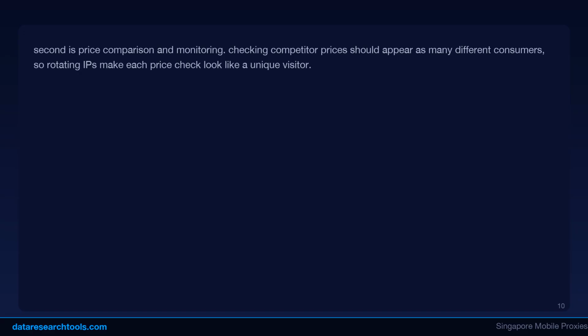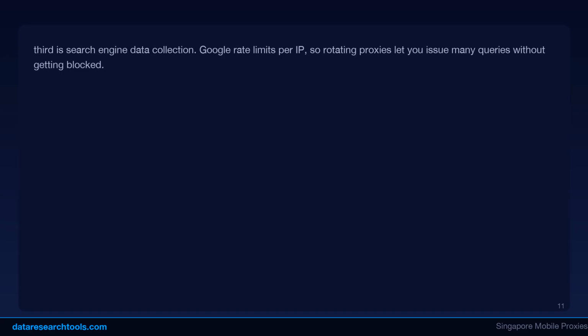Second is price comparison and monitoring. Checking competitor prices should appear as many different consumers, so rotating IPs make each price check look like a unique visitor. Third is search engine data collection. Google rate limits per IP, so rotating proxies let you issue many queries without getting blocked. Fourth is ad verification. Checking ad placements from diverse geographic locations and IP addresses requires many different IPs.